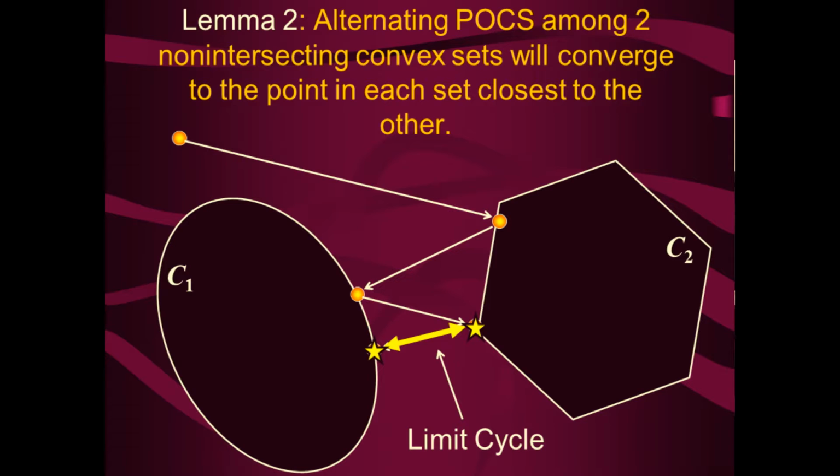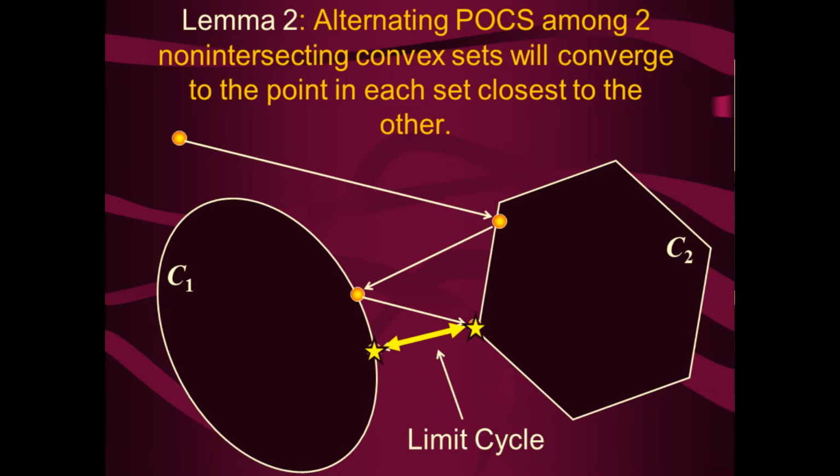You can see we start with this orange spot in the upper left. We project onto C1, then C2, then C1, and then we bounce back and forth between C1 and C2. It turns out that the point in C1 that is closest to C2 is that final fixed point, and vice versa. The point in C2, which is closest to the set C1, is the point in this limit cycle. And we bounce back and forth between these limit cycles. So we have found the best solutions, at least in that sense.